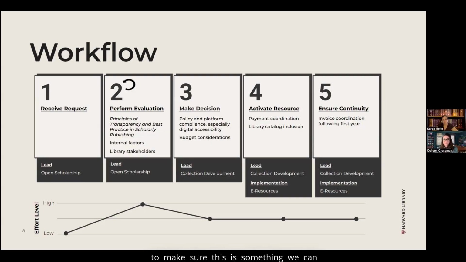And finally, we'd need to make sure this is something we can support continuously, so we'd review our current budget and discuss the future to ensure, as best we can, this is something we can support in the long term. Next, activating the resource. Once we've decided, collection development works with our e-resources department to make it official.